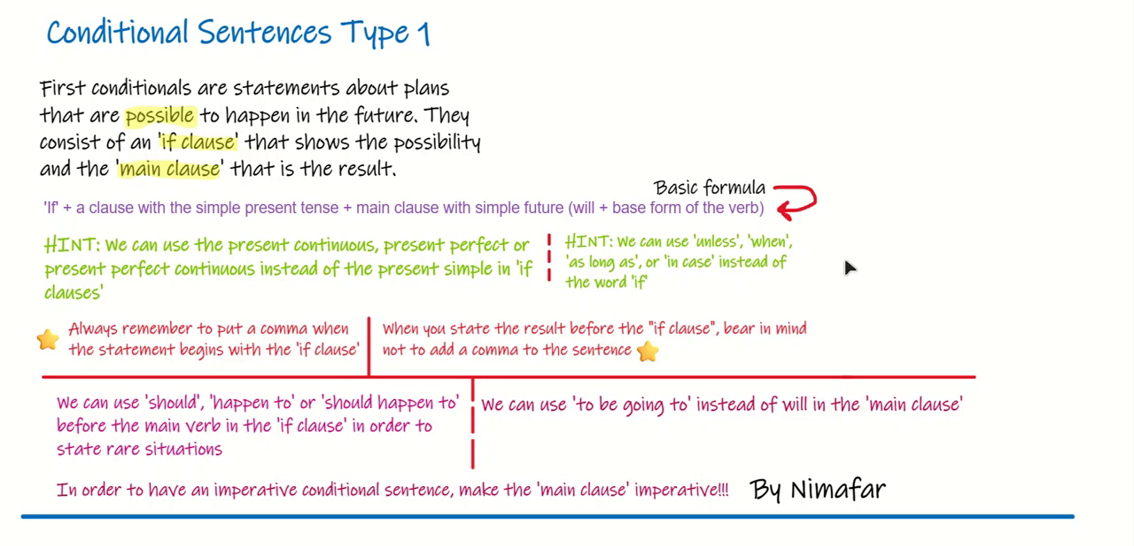This is conditional sentences type 1, and it's about the present. The if clause is about the present, and the main clause, which is the result, is in the future. Like, you should do something right now and the results will appear in the future. So this is the basic formula I've written in purple color. It says if plus clause with the simple present tense, plus main clause with simple future, which means will plus the base form of the verb.